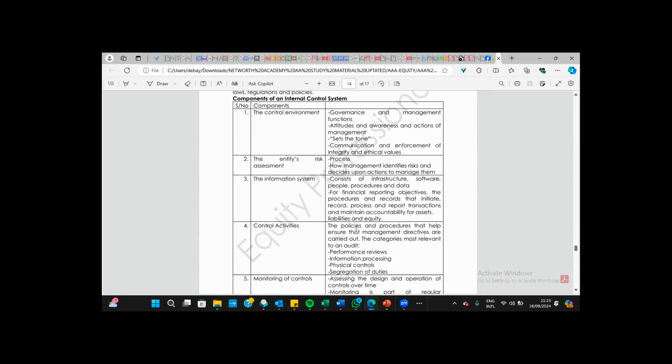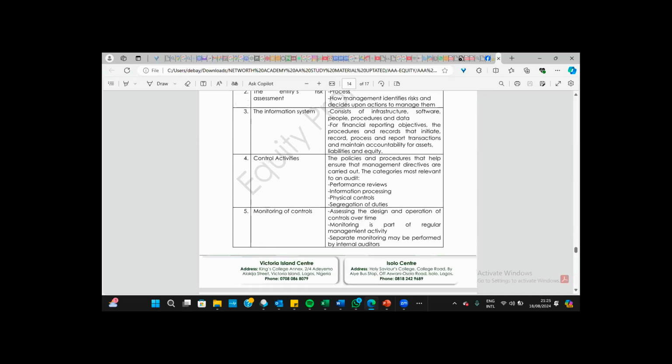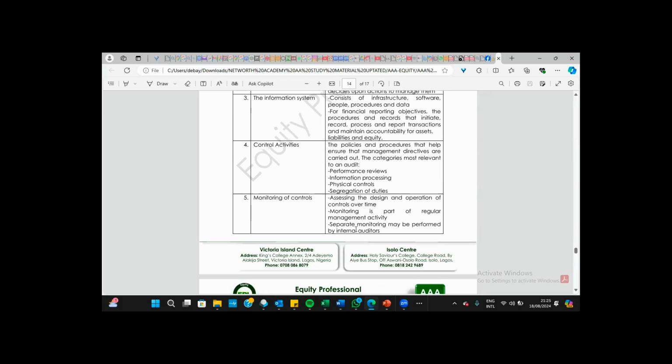All of this has to do with control activities. Then you have the fifth one, which is monitoring of controls. This has to do with putting in place a system that checks other systems. It is a system put in place by management to check other systems within the organization.